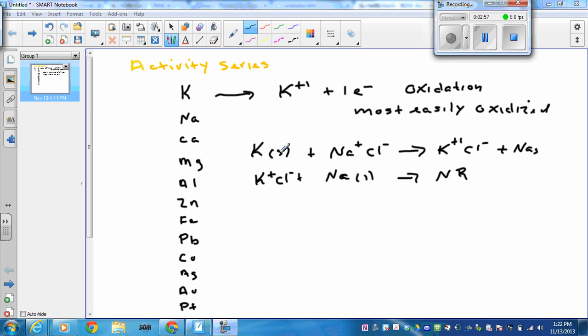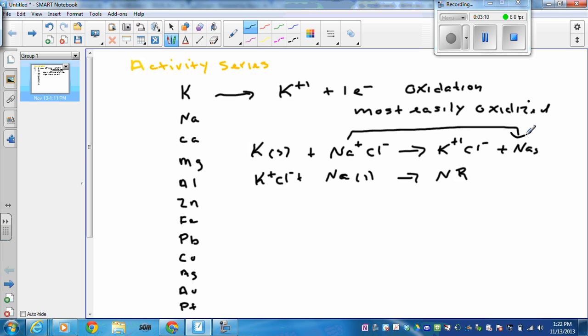Looking at this top reaction, we notice that the potassium has become oxidized, and here the sodium, consequently, has become reduced. So another way of talking about this list is we can say that those things here, which are most easily oxidized, are able also to facilitate another process, which is reduction. So we find out that essentially the top of this list, the most easily oxidized, act also as the best reducing agents.